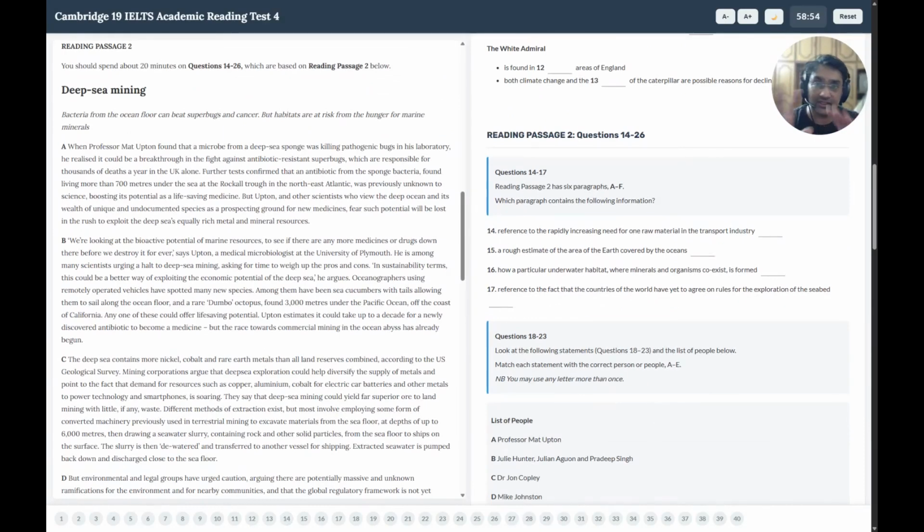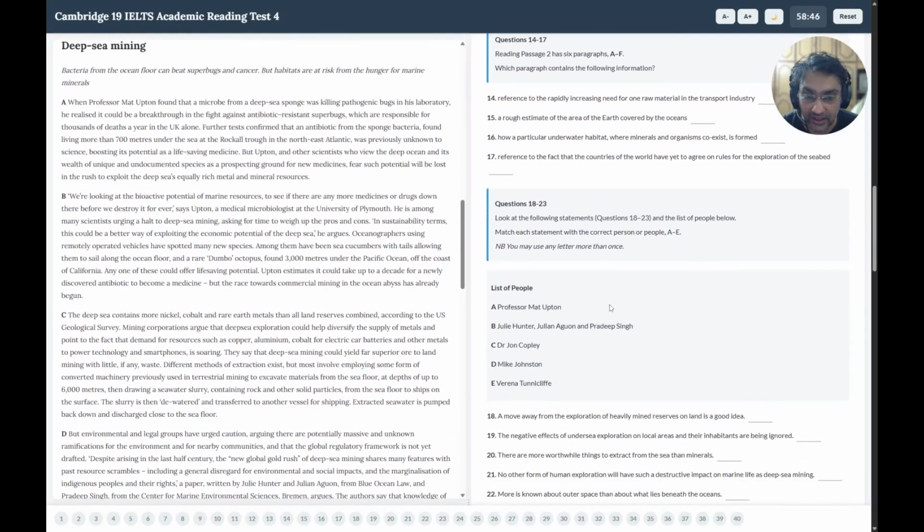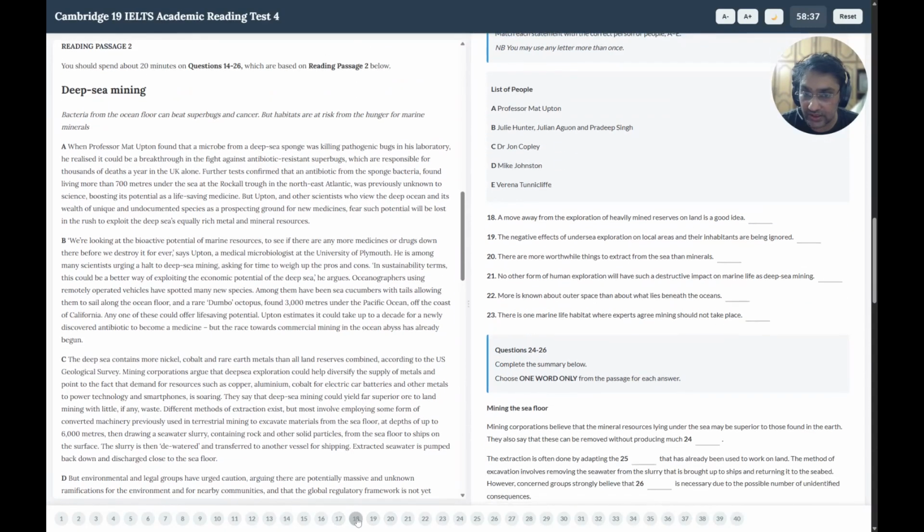This is not in the same order, so the answer for question number 14 could be C, it could be D, it could be A. We can't say with any guarantee. Then NB, you may use any letter more than once. If we click on question number 18, we have to read this, match it from the passage, and see which one of these persons has stated that.